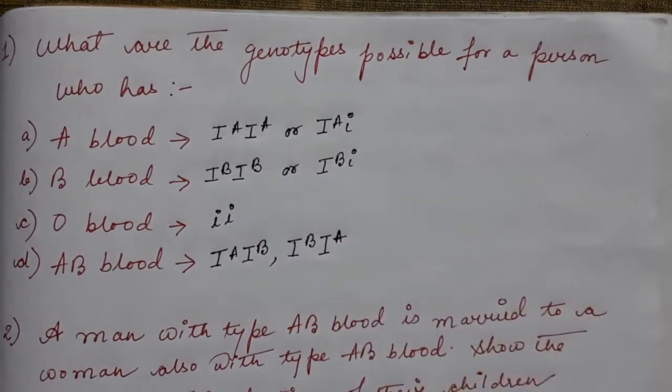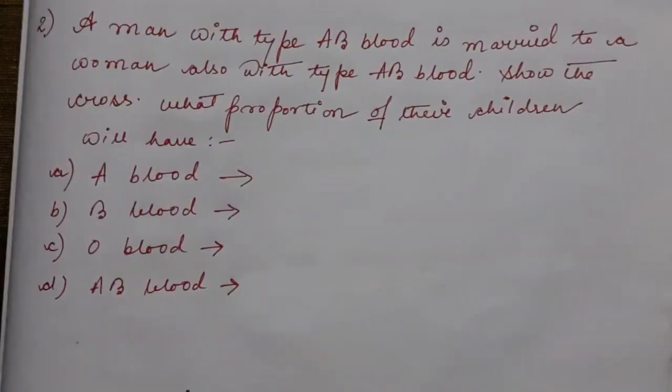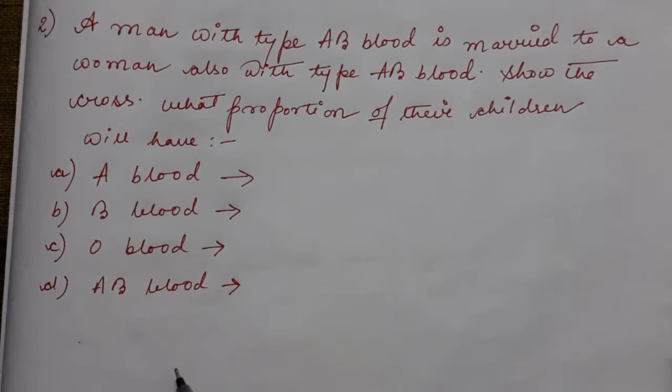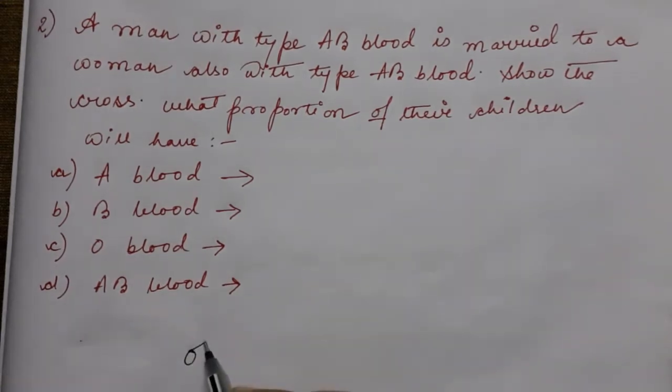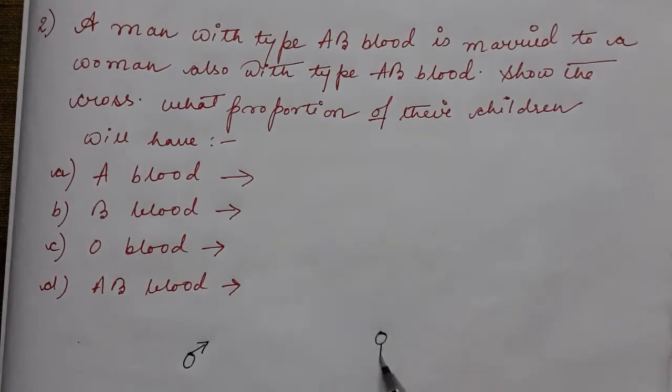Okay, is it clear? Our second question is a bit tricky. Let's try to solve it step by step. A man with type AB blood is married to a woman also with type AB blood. Show the cross. What proportion of their children will have A blood, B blood, O blood and AB blood? So it is given that the man has AB blood group. So this is the man, this is woman.